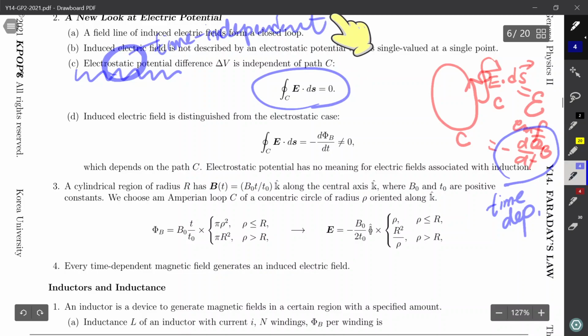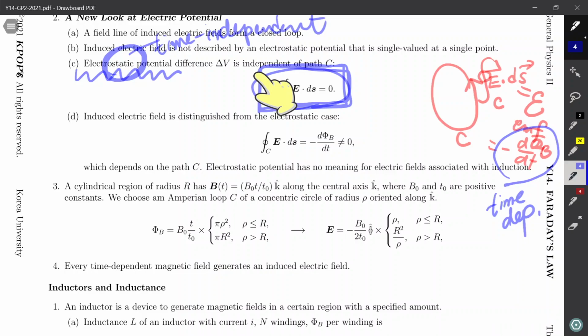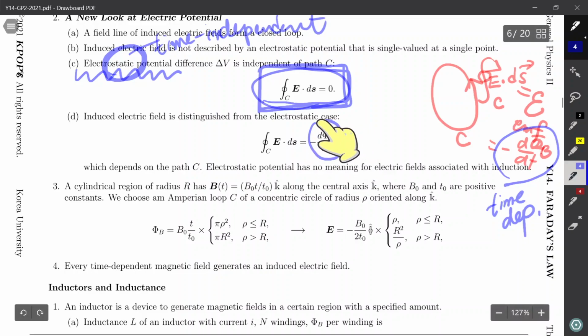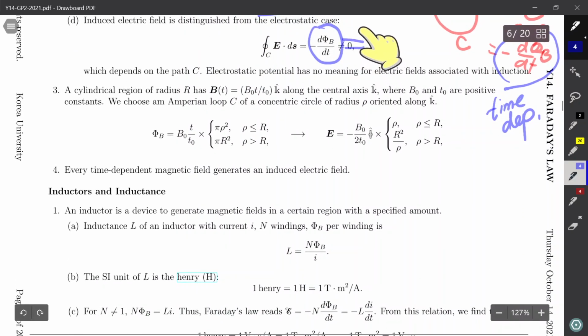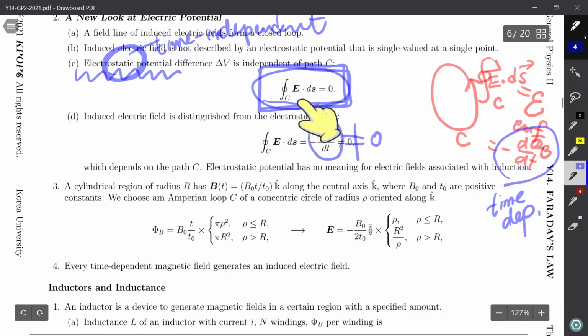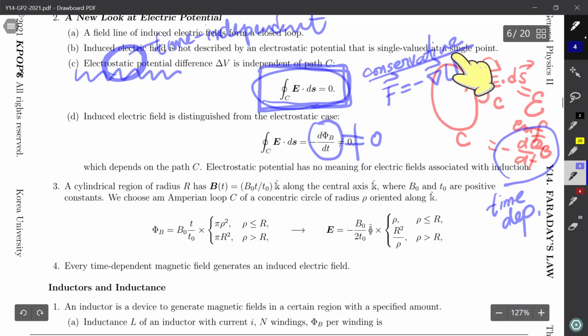If the magnetic field is independent of time, then along the closed loop, the electric field integral must be 0. However, if the magnetic field depends on time, it is non-zero. And actually, this one is related to the case of the conservative force field. Force is minus the gradient of potential energy. Using this, the electric field is minus the gradient of potential.